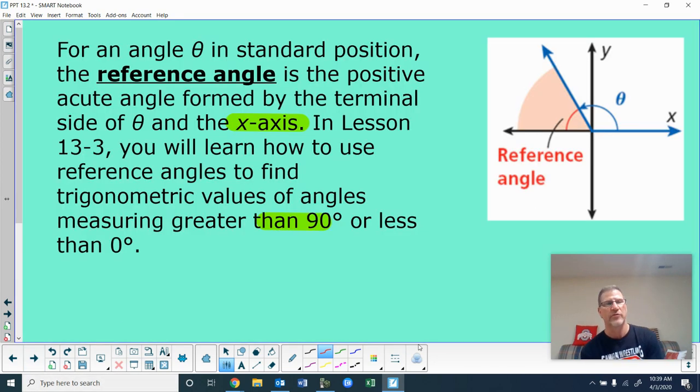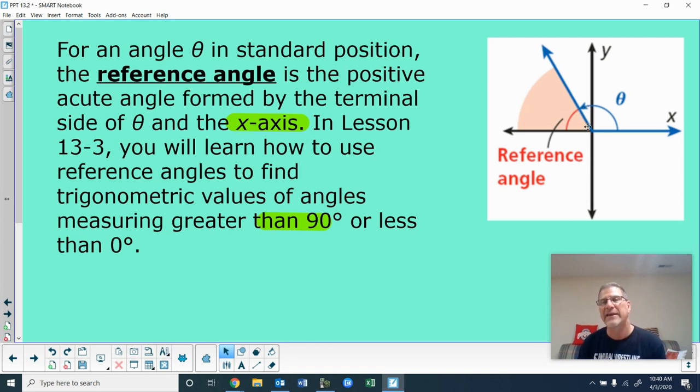All right, reference angles. For an angle theta in standard position, a reference angle is the positive acute angle formed by the terminal side of theta and the x-axis. Okay, so this one, theta was a positive number, right? And it rotated here. That looks like it's about 120 degrees, just guessing. That reference angle is between the terminal side and the x-axis. So this red arc is what we're looking for, the reference angle, okay?